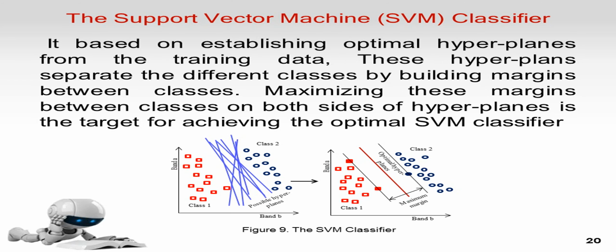The support vector machine or SVM classifier is based on establishing optimal hyperplanes from the training data. These hyperplanes separate the different classes by building the margins between classes. Maximizing these margins between classes on both sides of hyperplanes is the target for achieving the optimal SVM classifier.